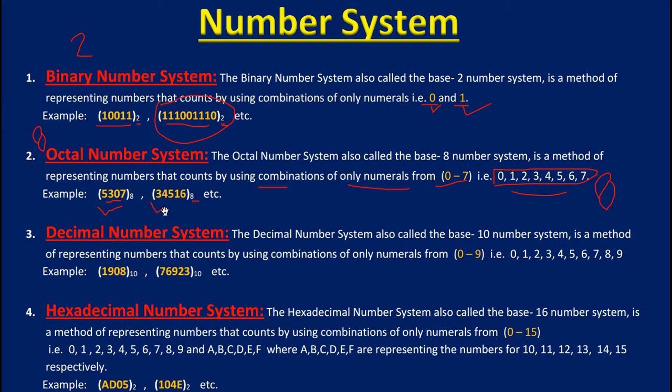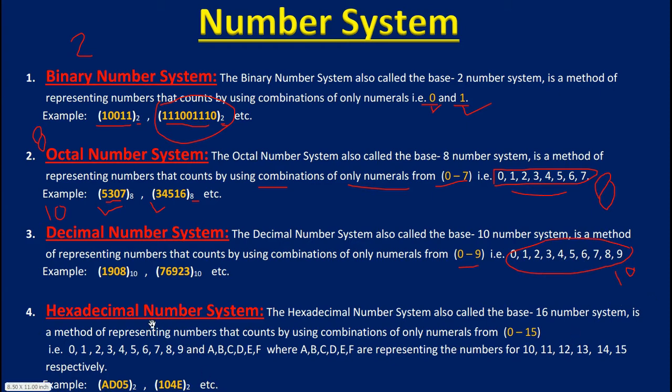Now come to the third type of number system, which is the decimal number system. Here deci means 10. This type of number system can have digits from 0 to 9. The decimal number system, also called the base 10 number system, is a method of representing numbers that counts by using combinations of only the numerals from 0 to 9. Just count these numbers: 1, 2, 3, 4, 5, 6, 7, 8, 9, 10. These digits give a count of 10. It means that this is a decimal number system.